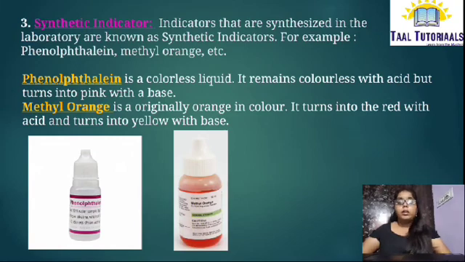Okay. Then methyl orange. Methyl orange is originally orange in color, but it turns red with an acid. When methyl orange is added to an acid, there is a color change to red. If you add it to a base, there is a color change to yellow. So this is also a color change process.